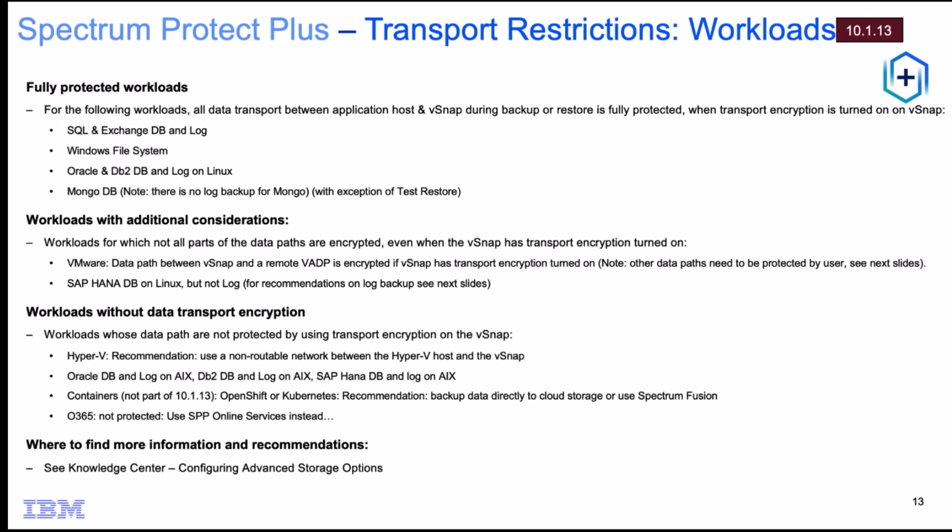Containers, and the recommendation there is to essentially not use vSNAP. Either back up the containers directly to cloud storage if you need transport encryption, or move to Spectrum Fusion. And of course, Office 365. What we're referring to here is the old version of Office 365 support for Spectrum Protect Plus. So the recommendation there is to use Spectrum Protect Plus for online services.